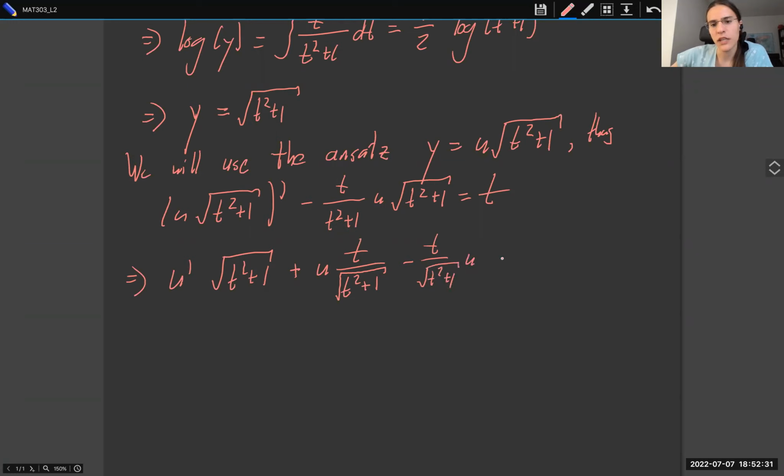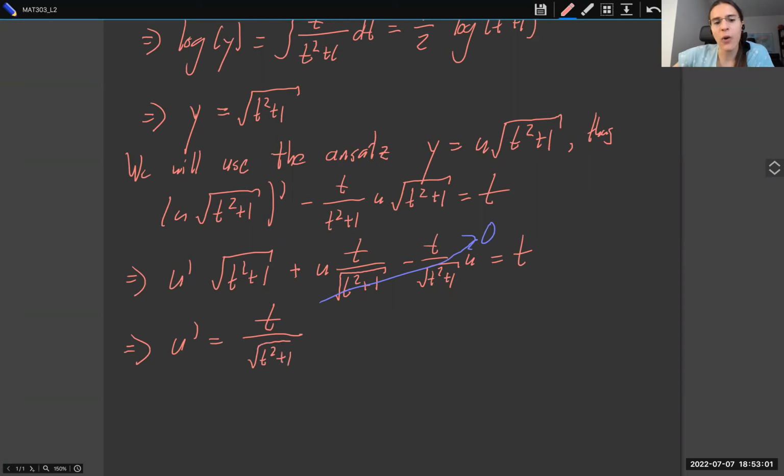times u equals t. And so what do we see about these adjacent terms? Well, I mean, they cancel out, right? They're the same term. So what do we get? We get as a consequence that u prime is equal to t over square root t squared plus 1.